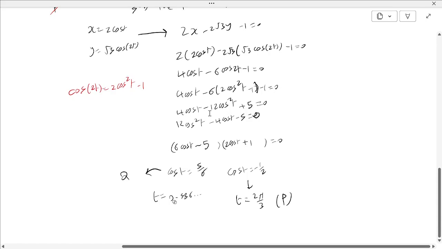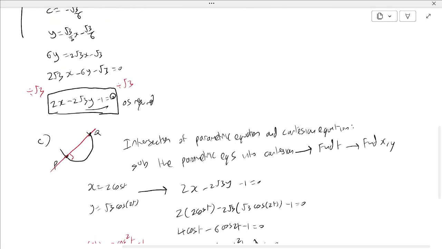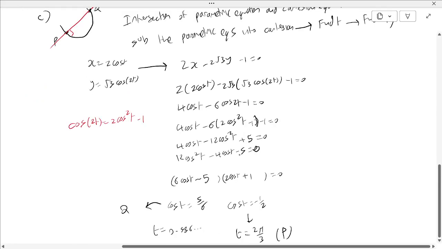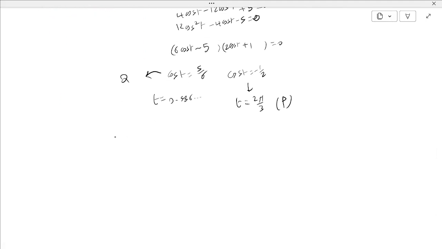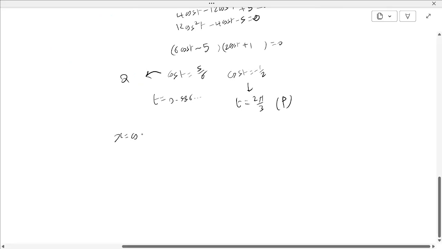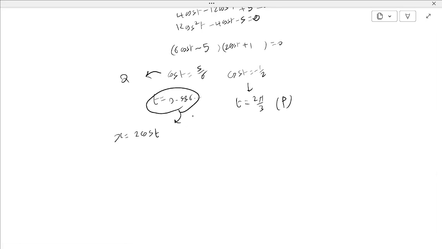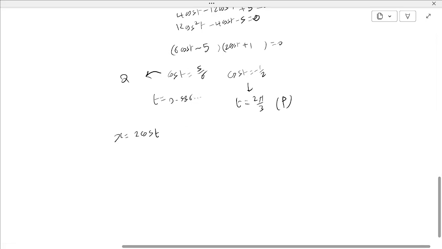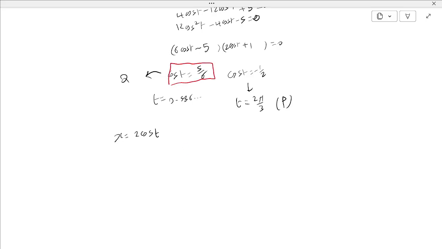Remember, this is not answering the full question. We found the value of t, but it wants the coordinates of Q. You need to go back in and find x and y. So I'm going to use our relations here: x is 2 cos t, y is root 3 cos 2t. Now you don't want to substitute this into t and take the cos again, right? We already have an expression for cos t. We know cos t is exactly, no rounding, 5 over 6.